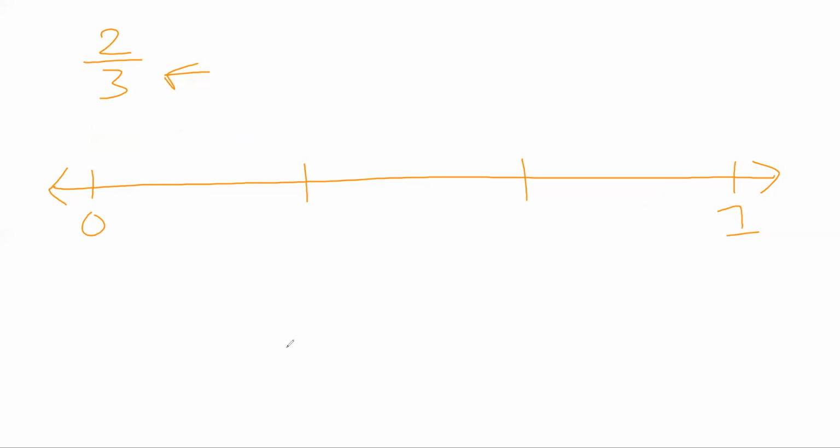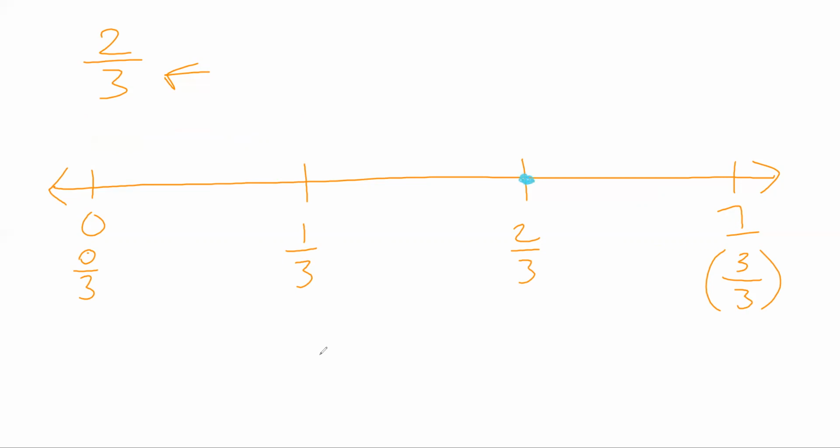So if we label this out, this would be 0 out of 3. This is 0, there's nothing there. This is 1 out of 3, or 1/3. 2/3, or 2 out of 3. And this 1 is 3 out of 3. It's all of it. So 2/3 on this number line sits right here. So there's step 1. We just did that.